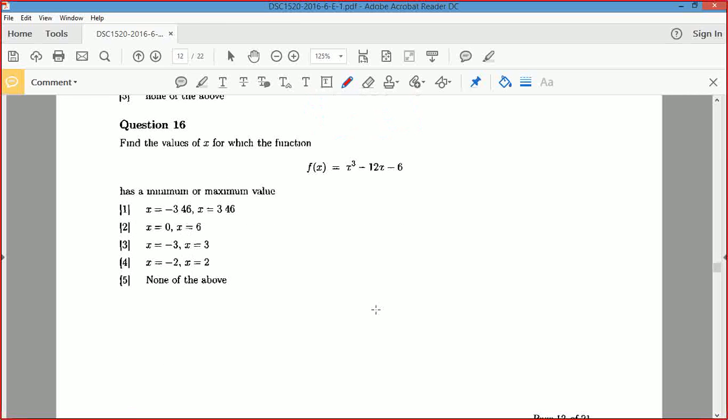Right, 16. Find the values of x for which the function f of x has a min or max. We spoke about min and max. Where do we find mins and maxes? Derivative equals 0. That's something you need to know when you have mins and maxes.